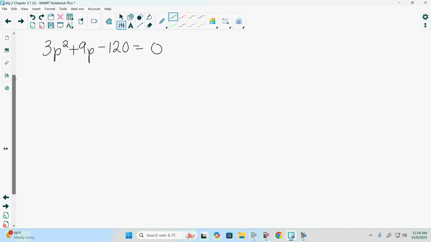Now that we have everything on the same side, we can try factoring this here. First step in factoring is to see if there's a greatest common factor amongst these three terms. Then we're wanting to make sure the term squared does not have a negative in front of it. Well, this here has a greatest common factor of 3. And if we factor 3 out of all three terms, we end up with 3 times p squared plus 3p minus 40.